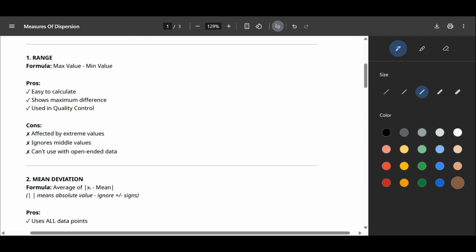The why. Why do we need dispersion? An average is like knowing the center of a city on a map. But dispersion tells you if the city is compact and walkable or if it is sprawling for miles and miles. It tells us about the variability, the spread, the consistency of our data.